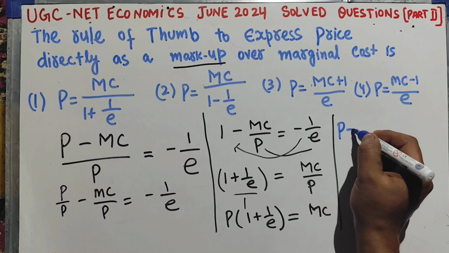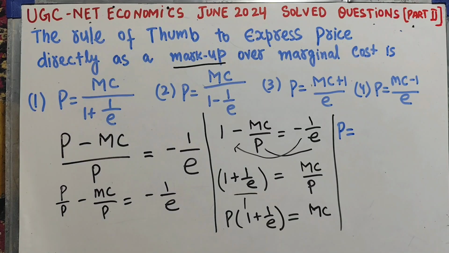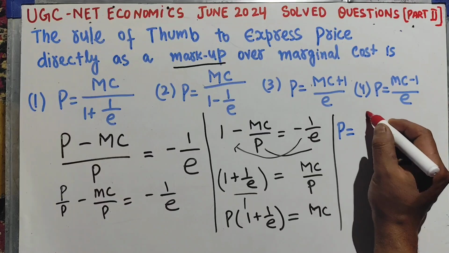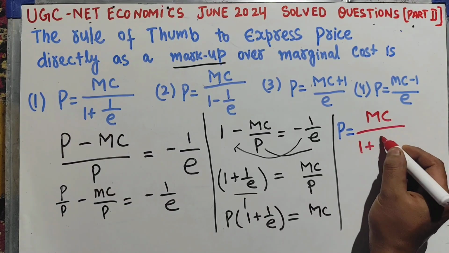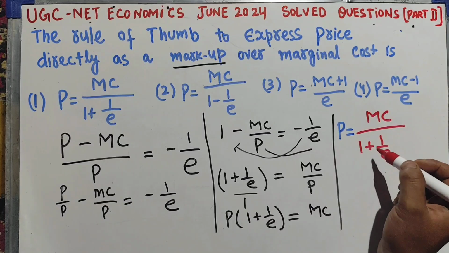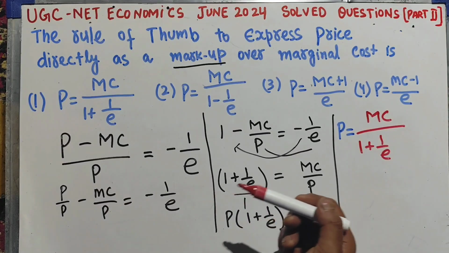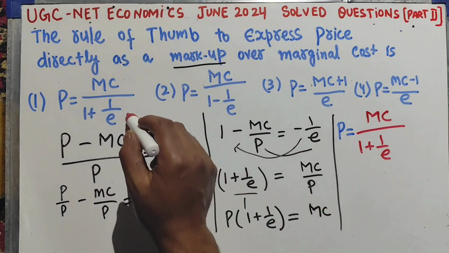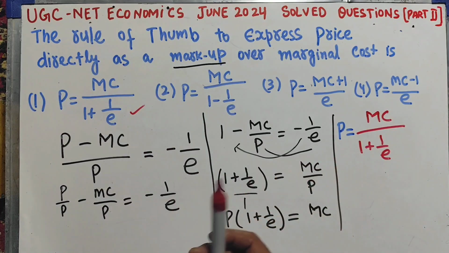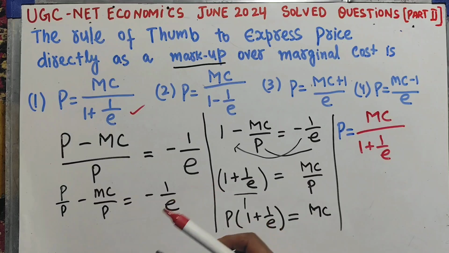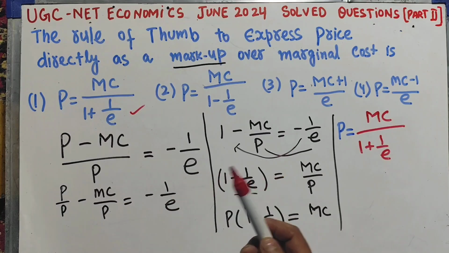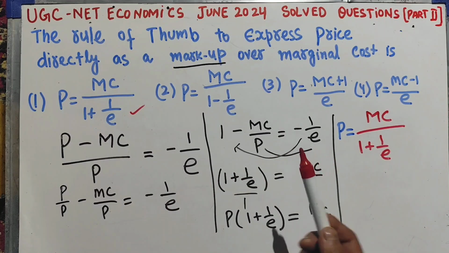which implies P will be equal to, so if I transpose this term to the RHS, it will get divided, so we will get MC upon (1 plus 1 upon E). Okay, so the correct option should be the first one. Okay, this is from the Lerner's index. This is how we express price directly as a markup over the marginal cost. So this is the relationship.